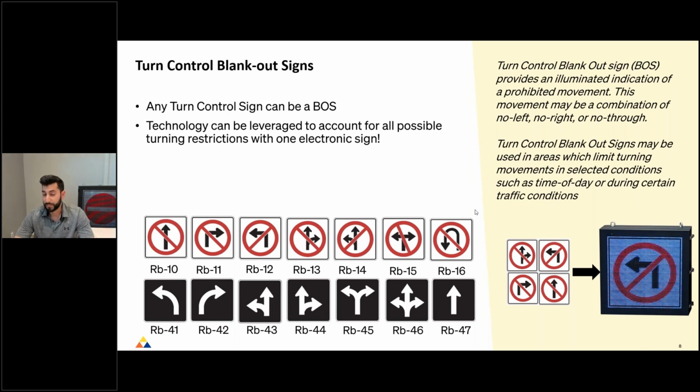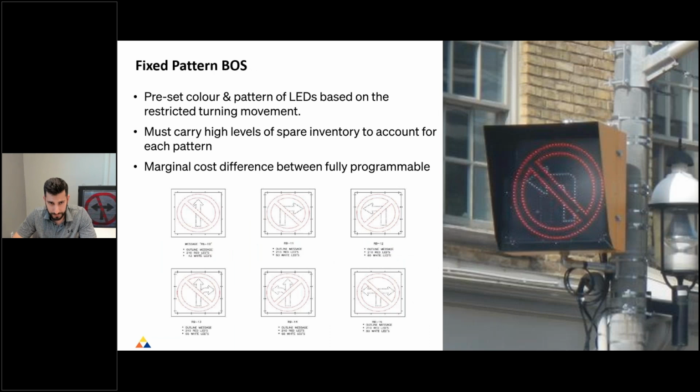So right now, in the past, this type of technology was a bit cost prohibitive. It was still quite new, and during this time, fixed blankout signs sort of dominated the market due to their cost. And there are some drawbacks with the fixed blankout sign. Just to give you a bit of background here, these fixed blankout sign boards include a preset pattern of LEDs, and these LEDs illuminate when the turning restriction is in effect.